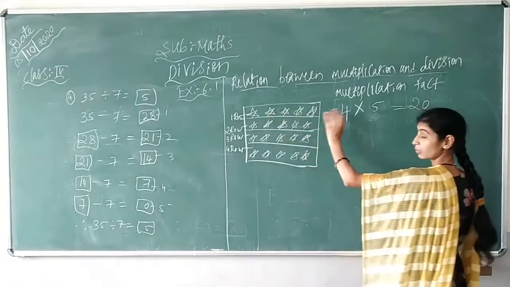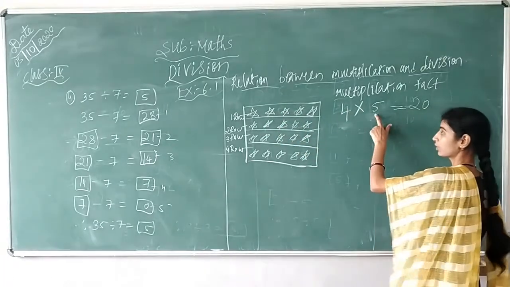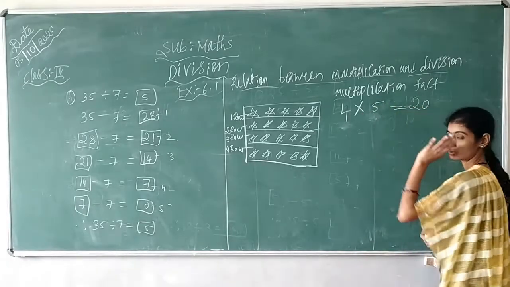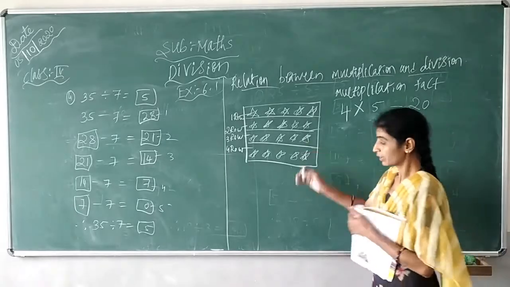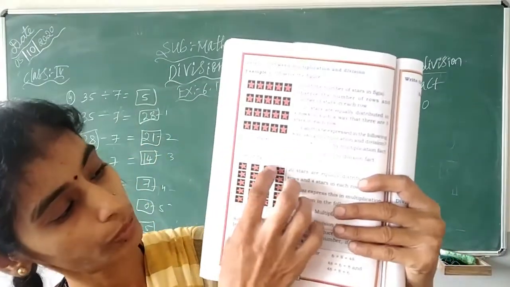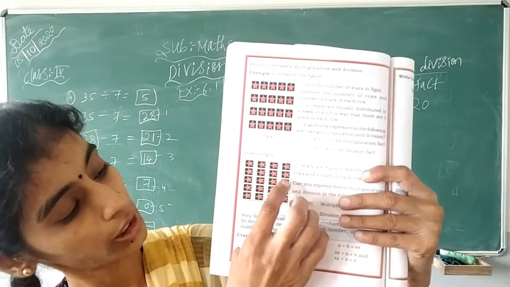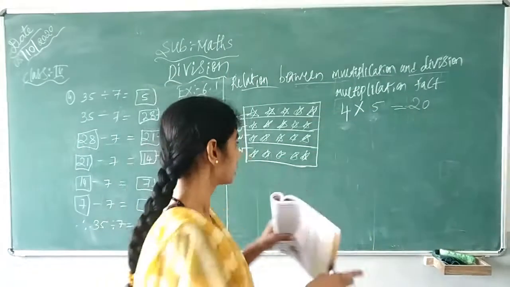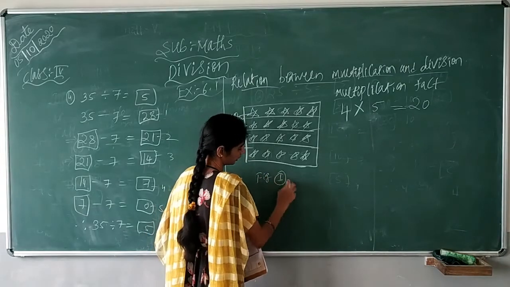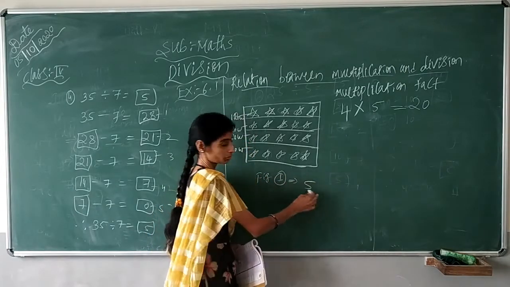So each row has 5 stars. So 4 into 5 equals, when you multiply these two, you are going to get 20. Now, in the second figure, can you all see how many rows are there, children? 1, 2, 3, 4, 5.